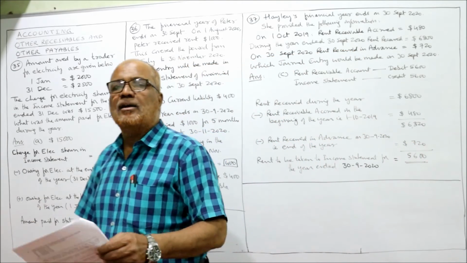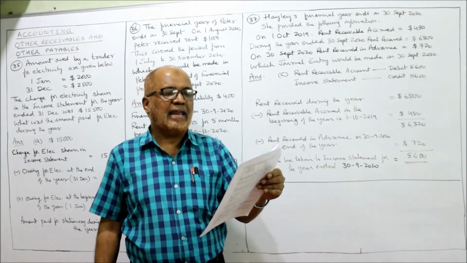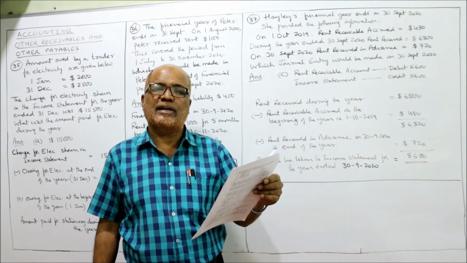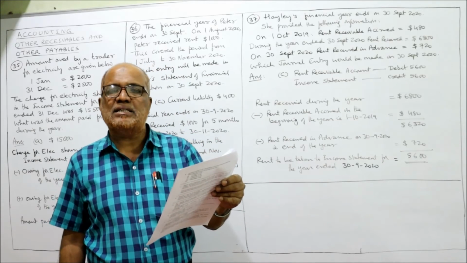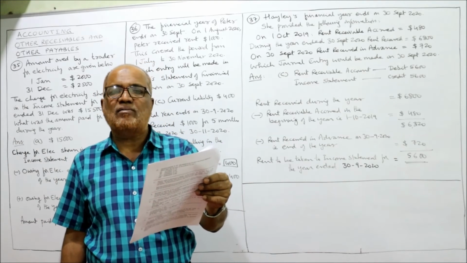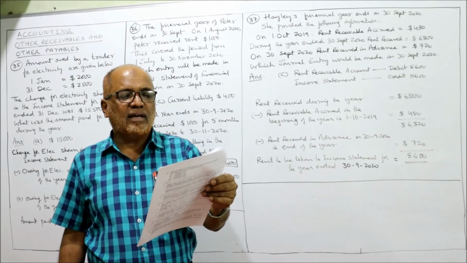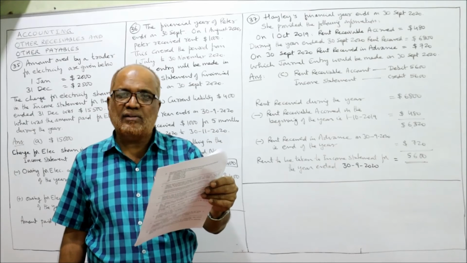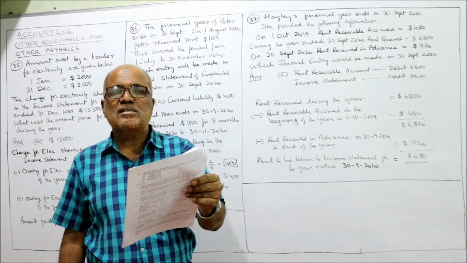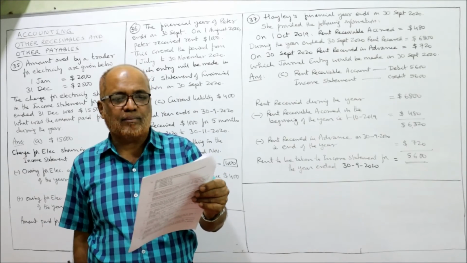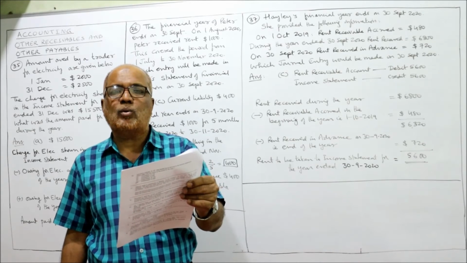The last and final question, 37th. See here, Haley's financial year ends on 30th September 2020. She provided the following information. On 1st October 2019, beginning of the year, rent receivable accrued, so rent receivable due is 480. During the year ended 30th September 2020, rent received 6,800. On 30th September 2020, end of the year, rent received in advance for the next year is 720. Which journal entry will be made on 30th September 2020?